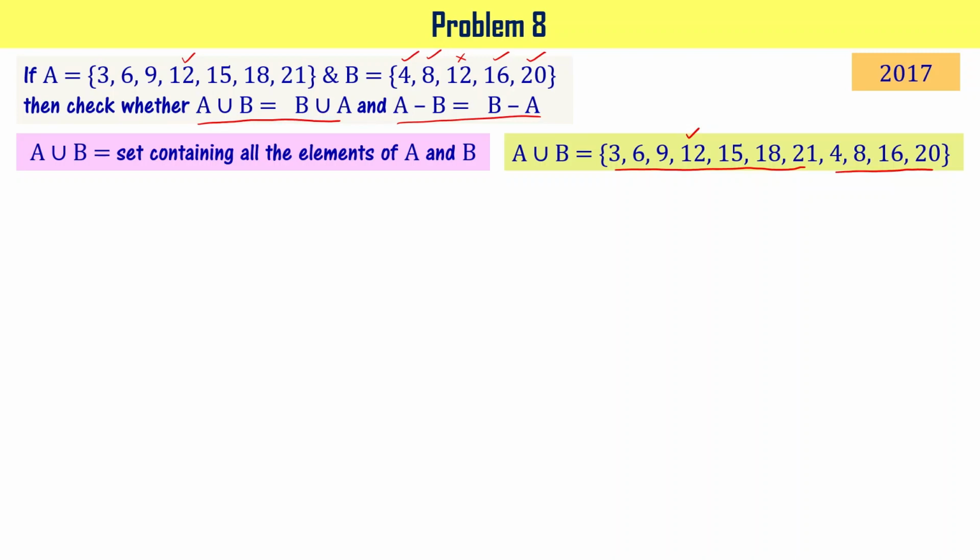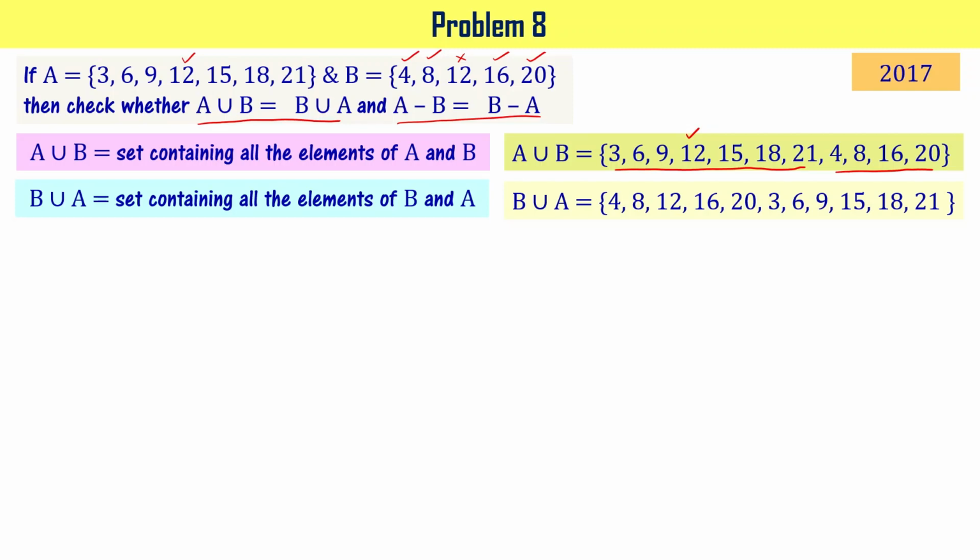Right? Now let's see B union A. It is a set containing all the elements of B and A. Similarly, when you write B union A, you will get 4, 8, 12, 16, 20. That is B first. Now you start with 3 in A and see whether it is already there. Only element which is present is 12. So let's omit that and include the rest. So those are 3, 6, 9, 15, 18, 21. Right? As you see here, when you compare A union B and B union A, they have got the same elements.